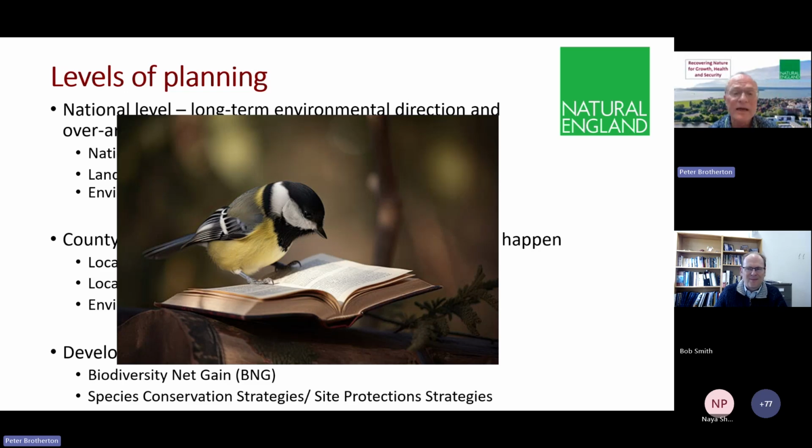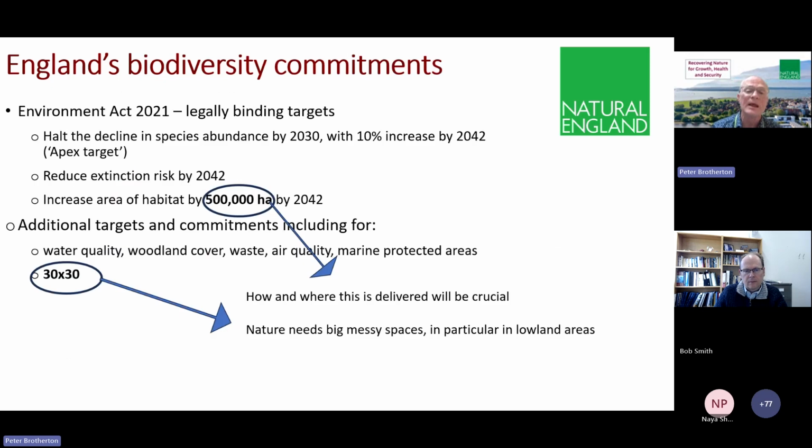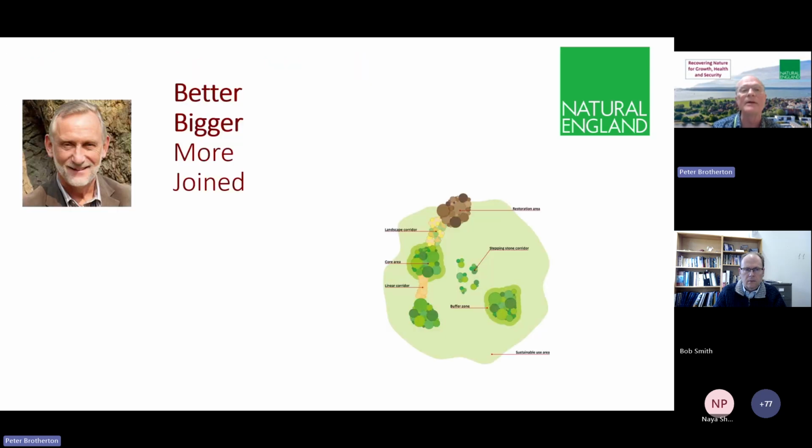And I think what's really important is just remembering what all of that needs to add up to is the change that nature needs to recover. So what is that? We know something about the scale, just circling back to these biodiversity commitments. We are going to deliver a whole load more habitat. We are going to find ways of meeting 30 by 30 commitments. That's what the government is committed to doing, but how that's delivered is really crucial. And in particular, I'm going to argue that nature needs big, messy spaces, in particular in lowland areas.